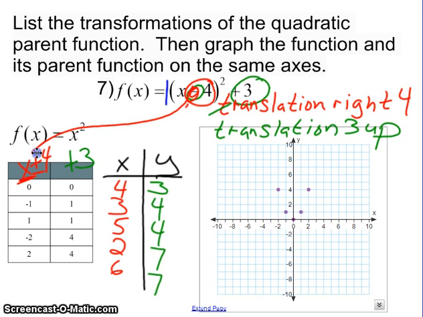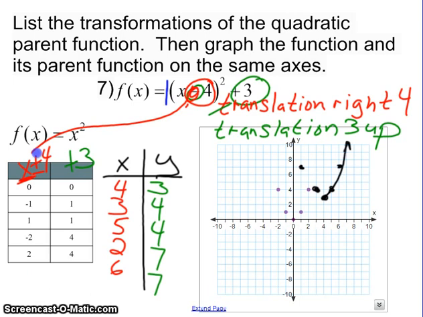Okay, let's plot those points. I've got 4, 3. 1, 2, 3, 4 to the right, 1, 2, 3. So the vertex moves to the right 4 and up 3. That's the vertex. Now we've got 3, 4. And its reflection across the axis of symmetry, which would be 5, 4. And we also have 2, 7. And its reflection across the axis of symmetry, which would be 6, 7.